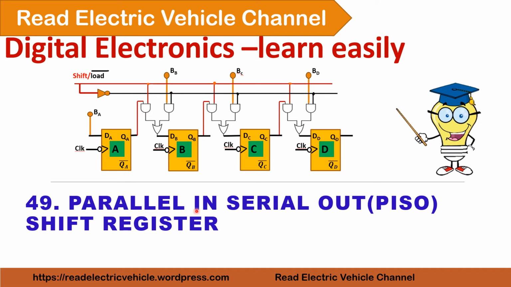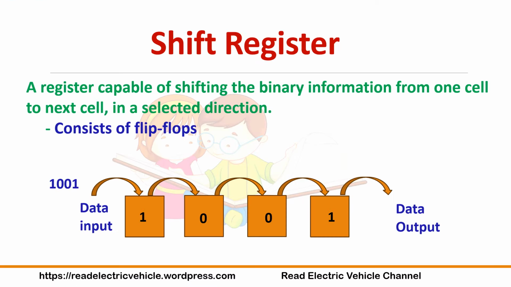In this video, we are going to see about parallel in serial out shift register. What is a shift register? It is a register which is capable of shifting the binary information from one cell to the next cell in a selected direction. That is, you can choose the direction of shifting the data.